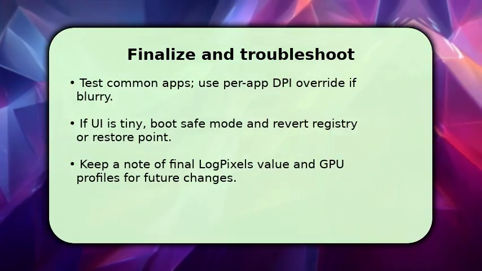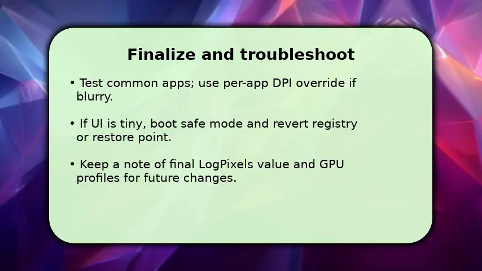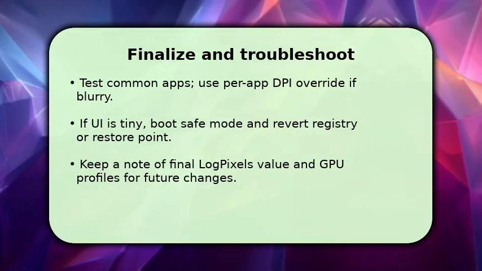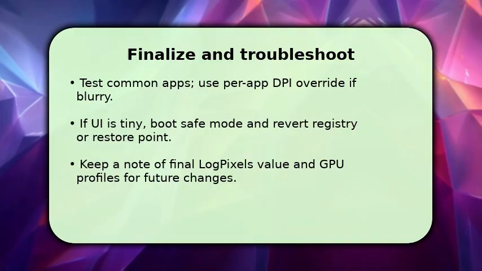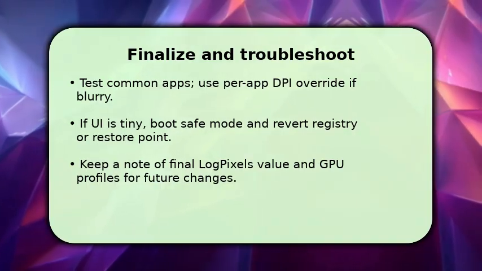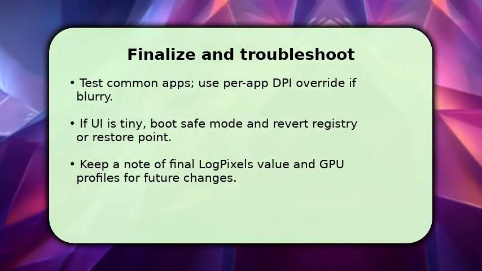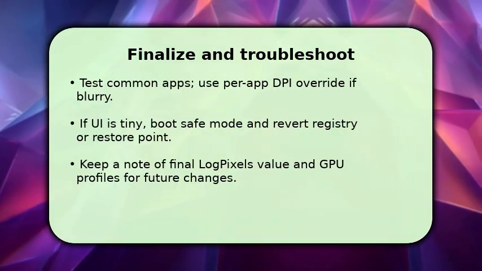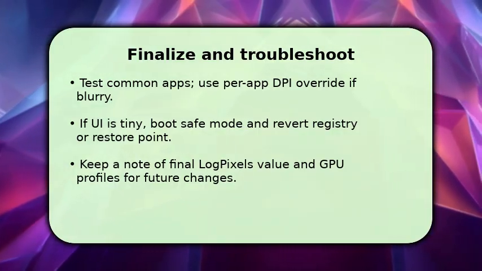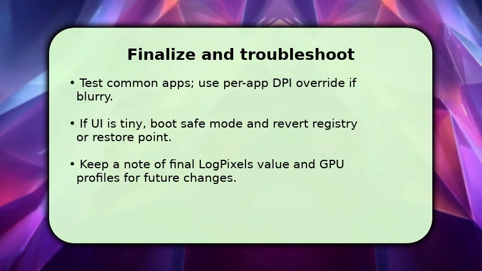If the display becomes unusably small, boot into safe mode and import your registry backup, or use the restore point to revert. Make sure to record the final LogPixels or xrandr commands so you can repeat or tweak the setting later. That single restore point will save a lot of time if something goes wrong.